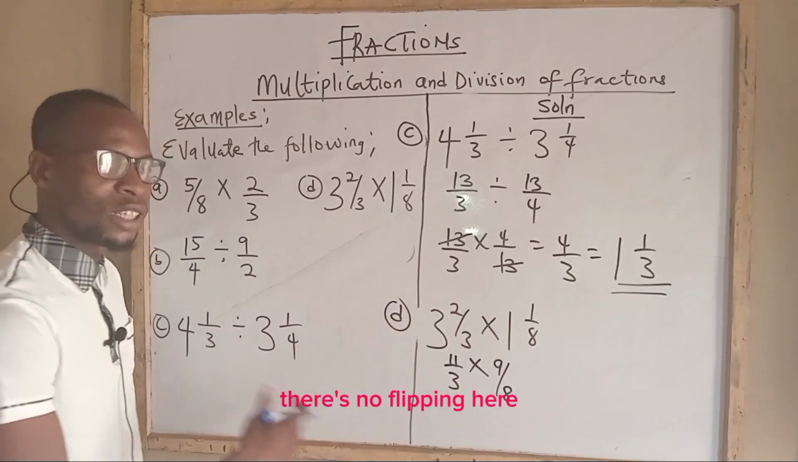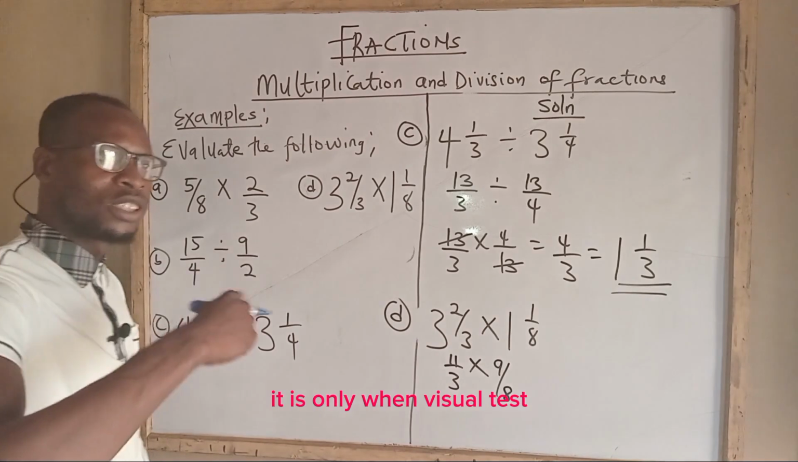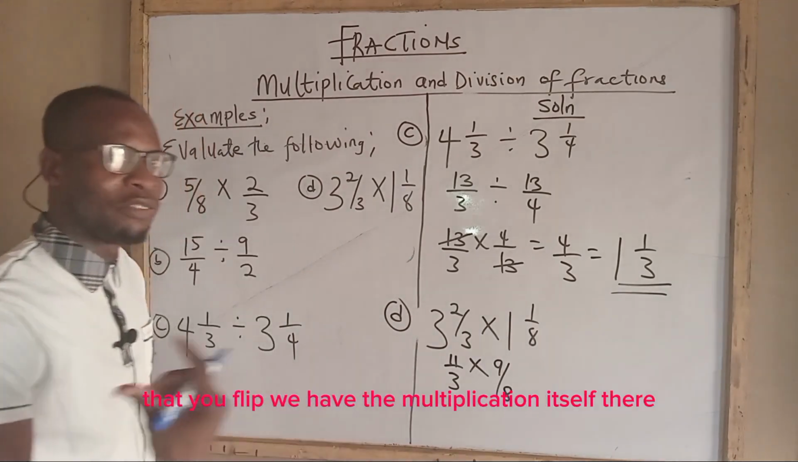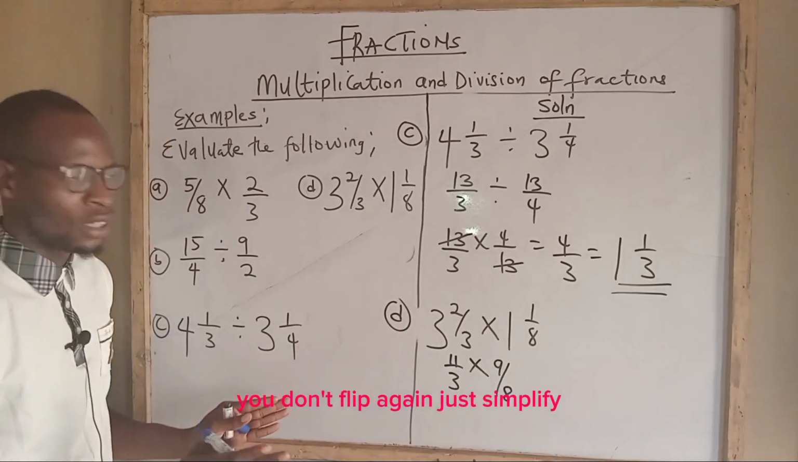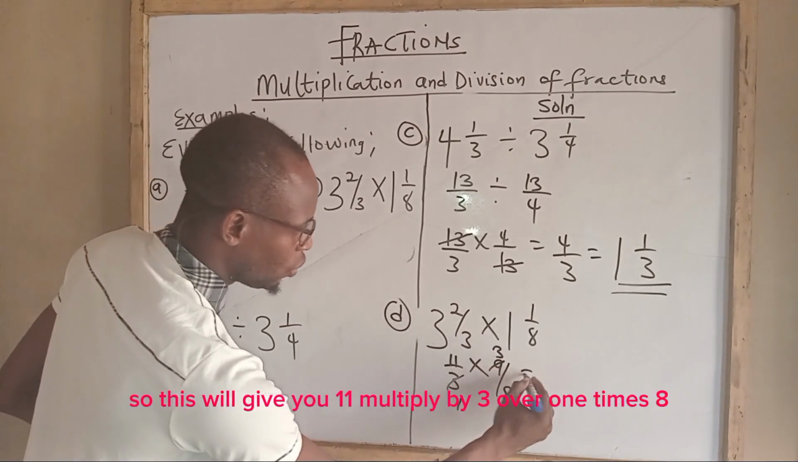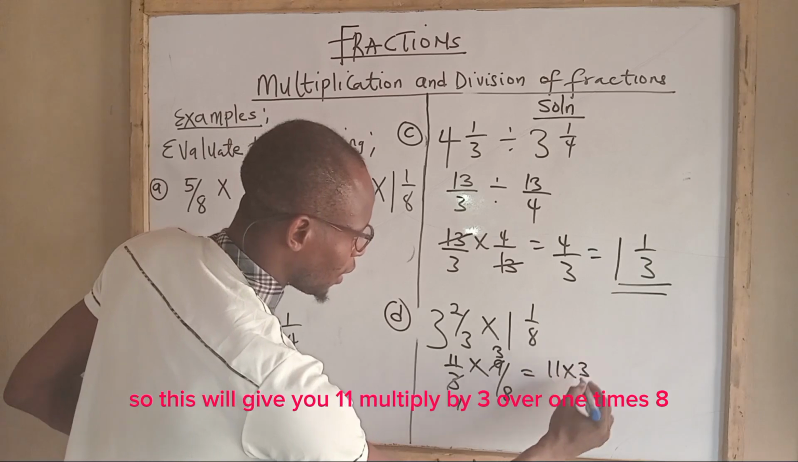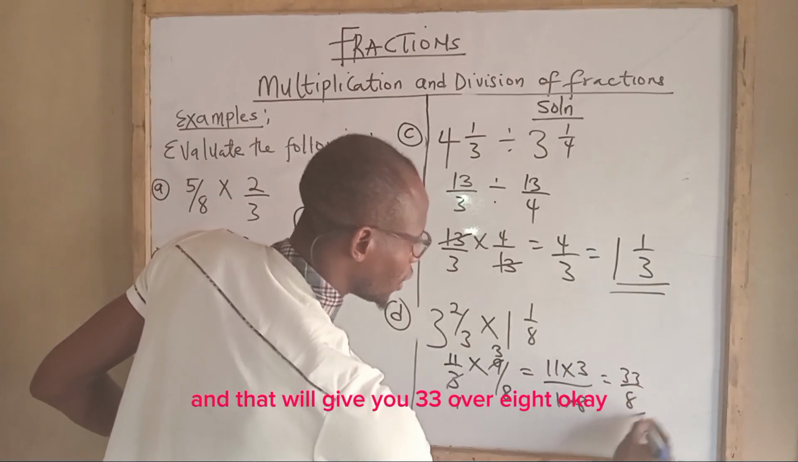Okay, we can also what? Cancel out. There is no flipping here because we only have the what? Multiplication. It is only when division tends to change back to what? Multiplication that you flip. But when you have the multiplication itself there, you don't flip again. Just simplify. So 3 here 1 and 3 here what? 3. So this should give you 11 multiplied by 3 over 1 times 8. And that will give you 33 over 8.